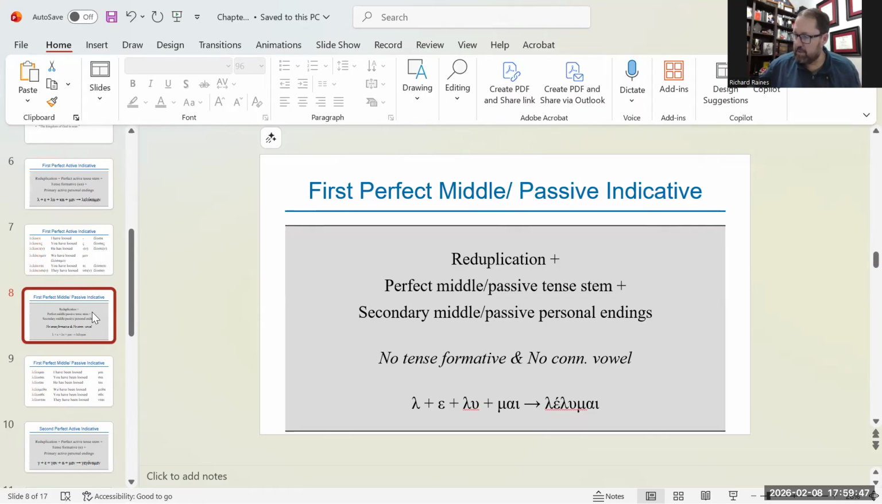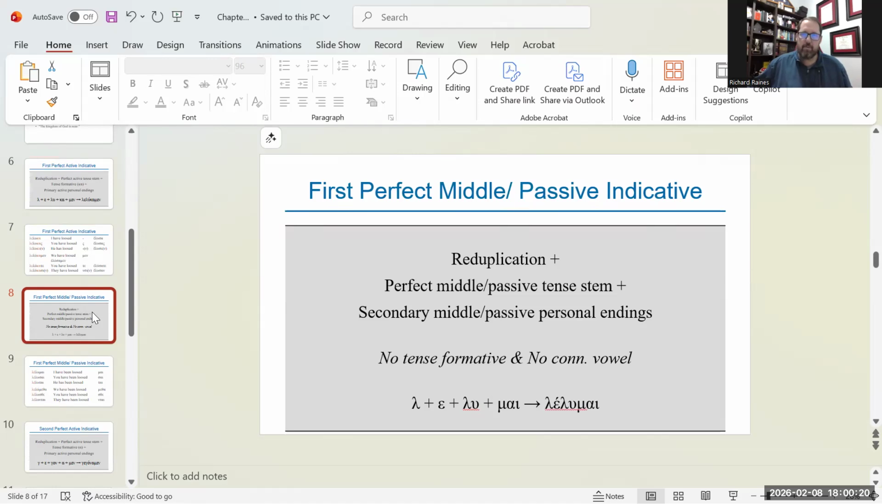All right, now let's look at the first perfect middle and passive. Now there's a little bit of a difference here with the first perfect middle and passive. You still have the reduplication. You have no tense formative and no connecting vowel. So you just have the reduplication, which in this case is the lambda epsilon. Then you have the stem, which is the lambda upsilon. I'm sorry, I think I said upsilon first. So the reduplication, lambda epsilon, plus a stem, lambda upsilon, plus a personal ending, you end up with lelumai.